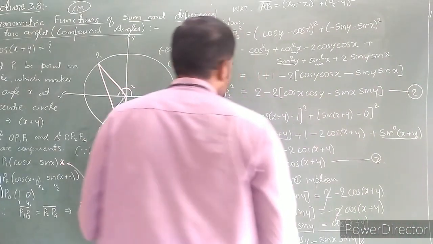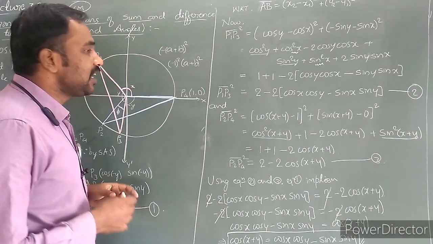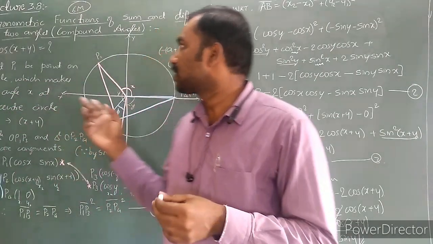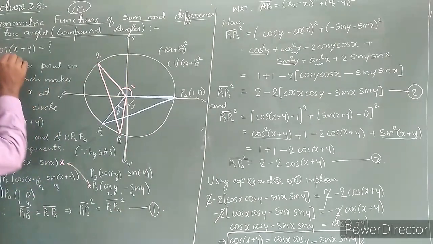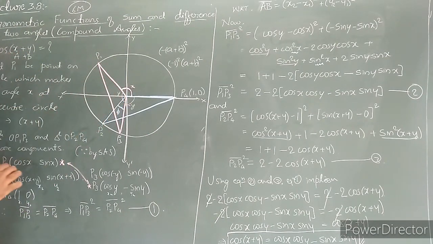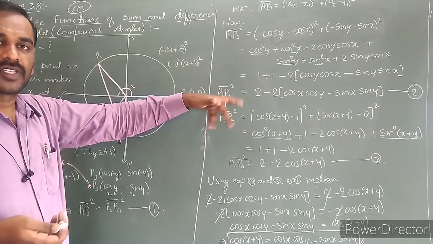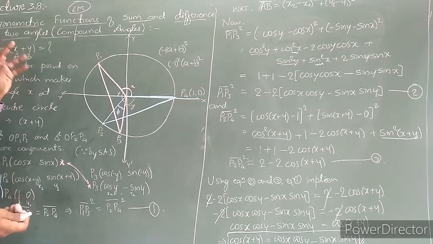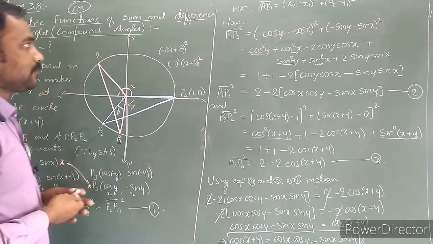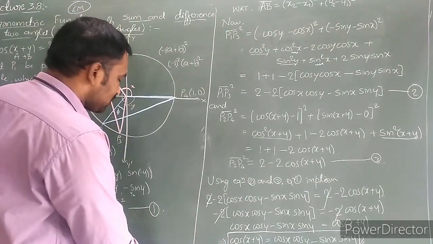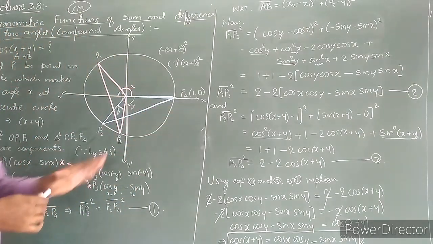Instead of writing x and y or x plus y, some people take a plus b. Here, instead of x plus y, some people write that this angle is a, this angle is b. Whatever, as you wish. The notation differs from person to person. Now I just take x and y. Some people take a and b, a plus b. None of them is different; we will get the same result. Nothing to worry. So be clear about this derivation.